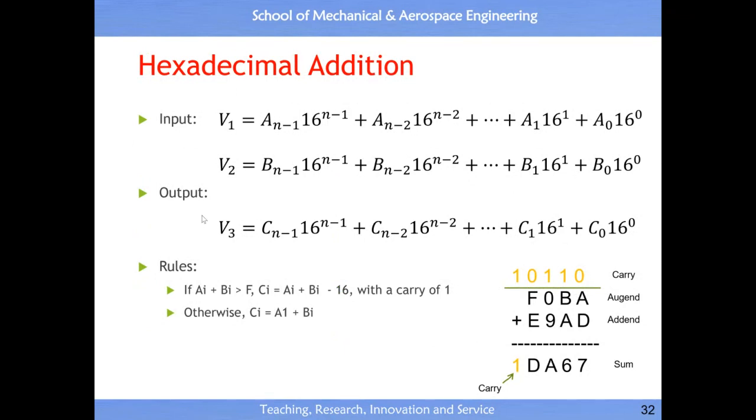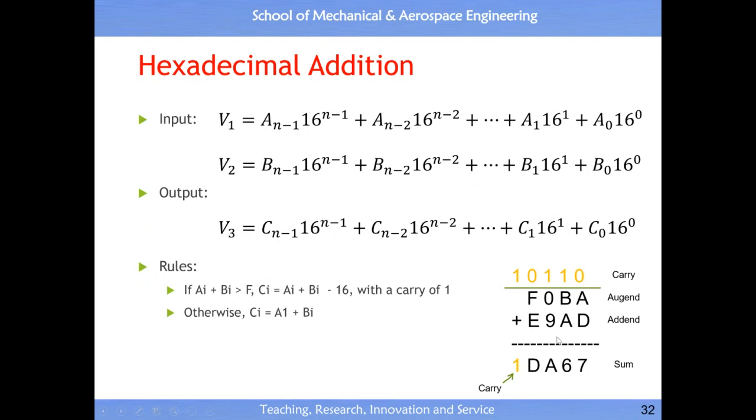Once we know how to represent hexadecimal numbers, the next question will be how to do the addition of two hexadecimal numbers. Okay, the scenario is like this. Basically, we need to know how to determine value C from values A and B. Then again, we follow a similar rule. If A plus B is greater than 15, F, remember, is 15, then we just do C equal to A plus B minus 16 with a carry of 1. Otherwise, C is equal to A plus B.